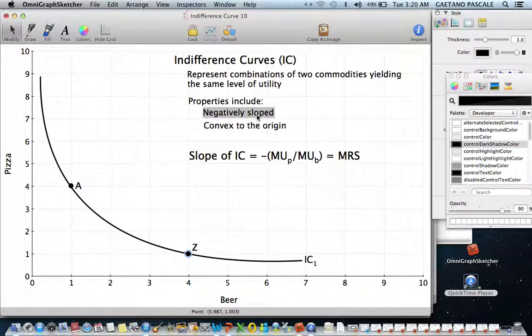Make sure you also remember that they are negatively sloped and convex to the origin. They look something like this. You can get some different shapes, but if you take some upper level courses, you can get an idea of how the shapes vary depending on certain situations. Make sure you remember this also: the slope of the indifference curve is the negative of the marginal utility of pizza divided by the marginal utility of beer.